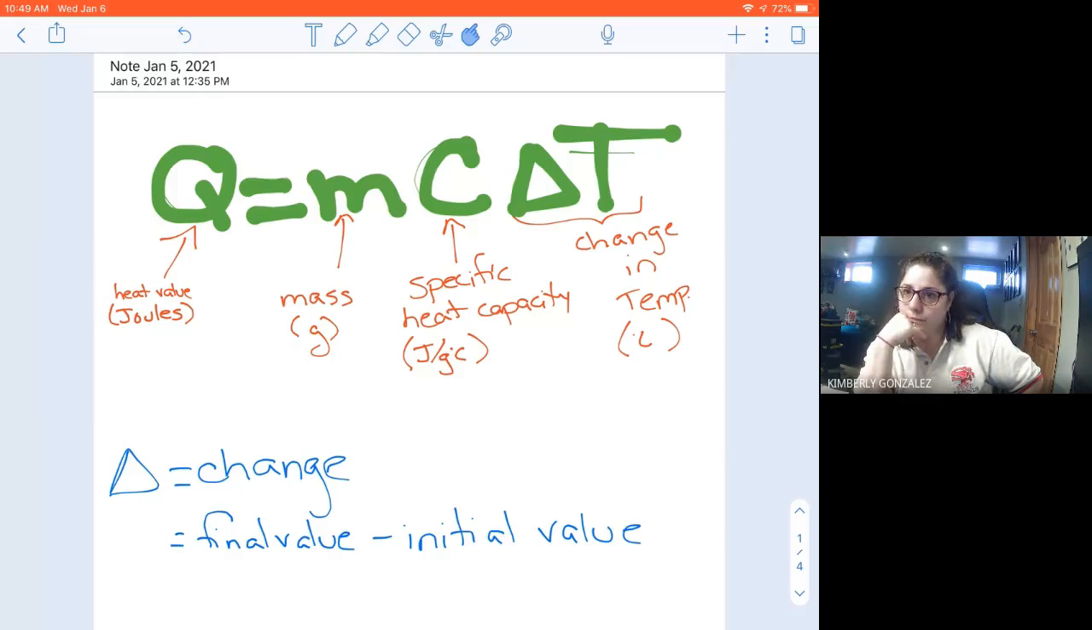So, you can have a negative change, right? If you started at 100, or if you started at 0 and you went to 100, your change is going to be a negative number. That's okay. All that means is that your heat is going to be released instead of absorbed. That's all that negative number means. Okay?